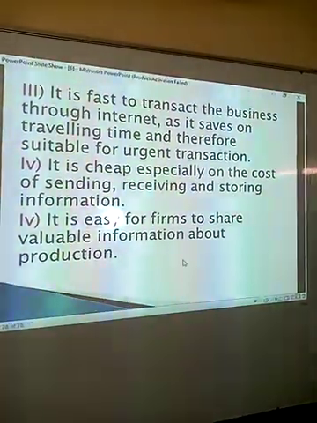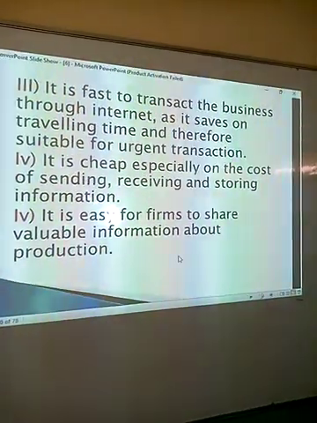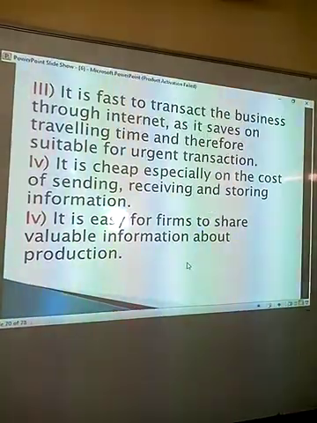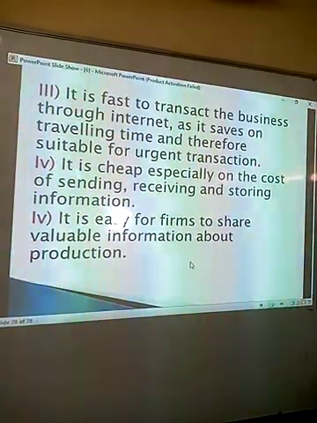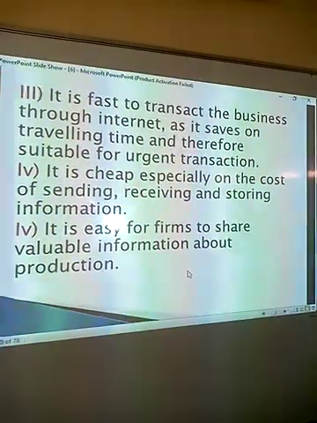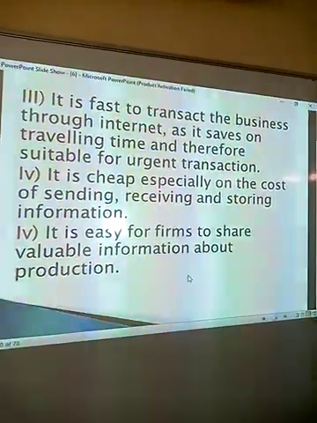Another one is that it is fast to transact the business through internet as it saves on traveling time and therefore suitable for urgent transactions. Very, very fast, very suitable and efficient.